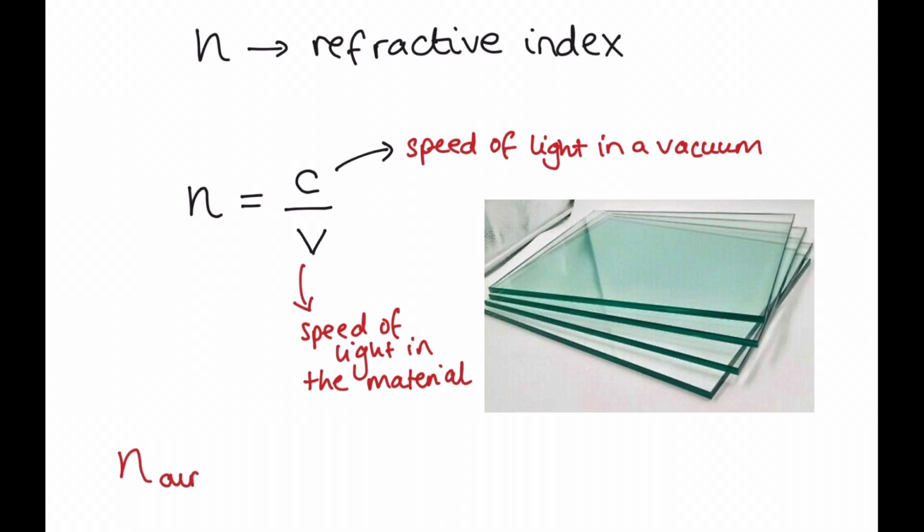The refractive index of air we say to be 1 because the speed of light in air is very similar to that in a vacuum.